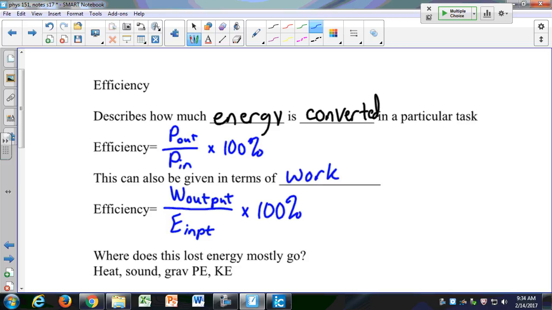So for example, if I put in 100 joules of energy, but I only put out work of 20 joules of energy, then that would be 20 over 100 times 100. That would be 20% efficiency. Right? So something that is more efficient will use more of the energy that goes into the system.